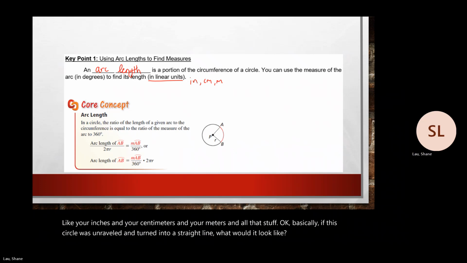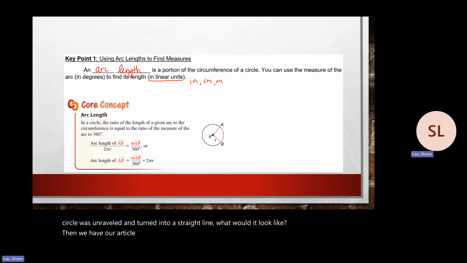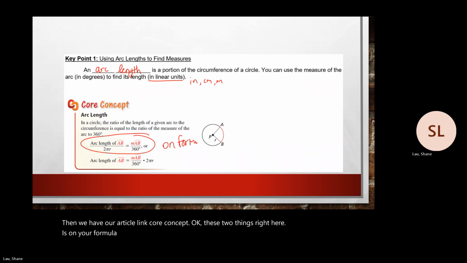Then we have our arc length core concept. These two things right here are really just one of these, the top one, I should say. The top one is on your formula sheet. So no need to memorize this, which is really good for us.